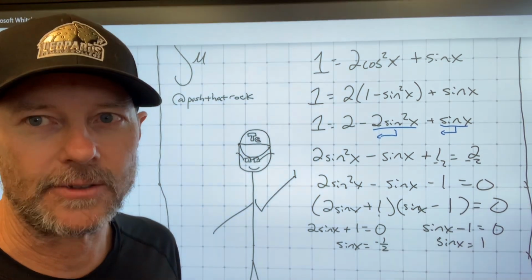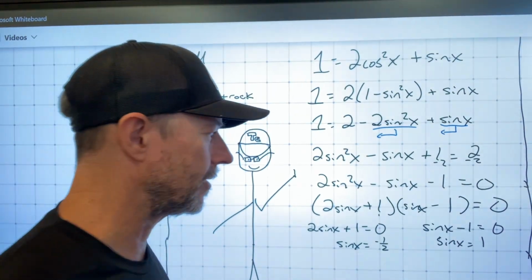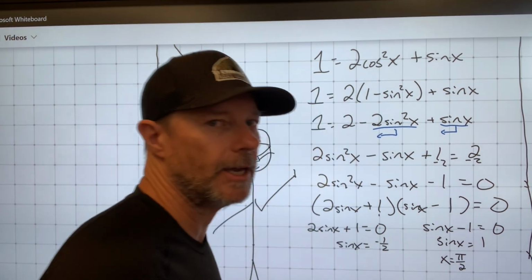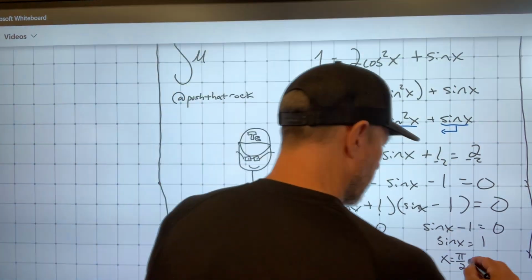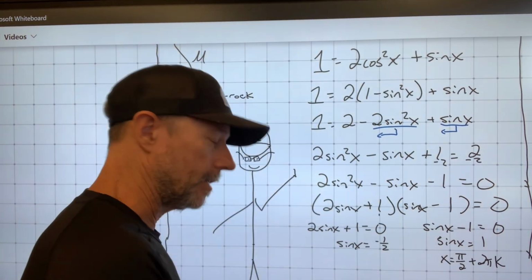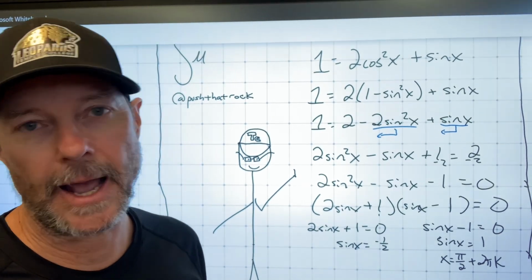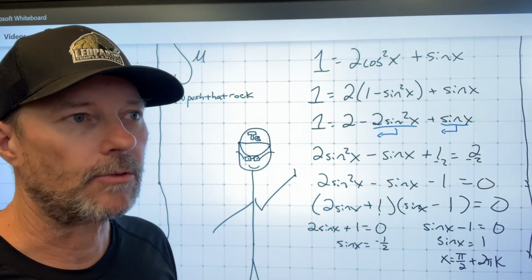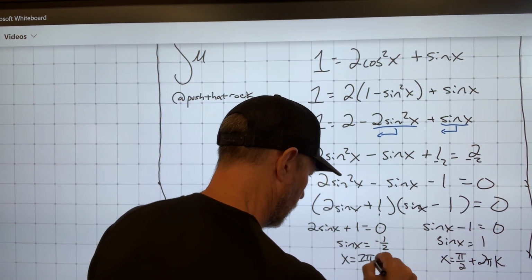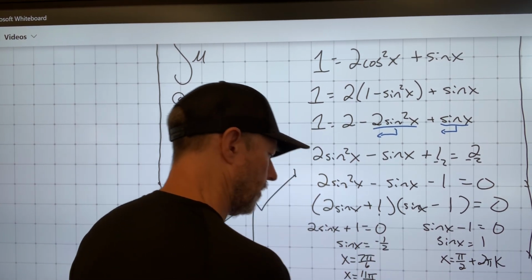And now you just think unit circle. Let's see, where's sine 1? Well, that's going to happen at pi halves. And of course, every coterminal angle with pi halves, so plus 2 pi k, where k is an integer. Whereas sine equal to a negative half happens over in quadrant 3 and in quadrant 4. So in quadrant 3, that's 7 pi over 6. In quadrant 4, that's 11 pi over 6, or I could have called it negative pi over 6.